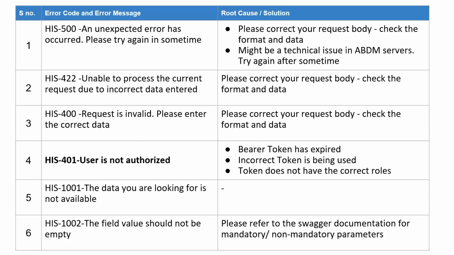Apart from that, if you see the HIS 001 API specifically. Okay, so next one is the fifth number. HIS 1001: suppose you are searching a health ID or a mobile number in our system, and at that moment the data is not present in our database, we throw this error code HIS 1001. Same thing, number six, HIS 1002, that means validation.